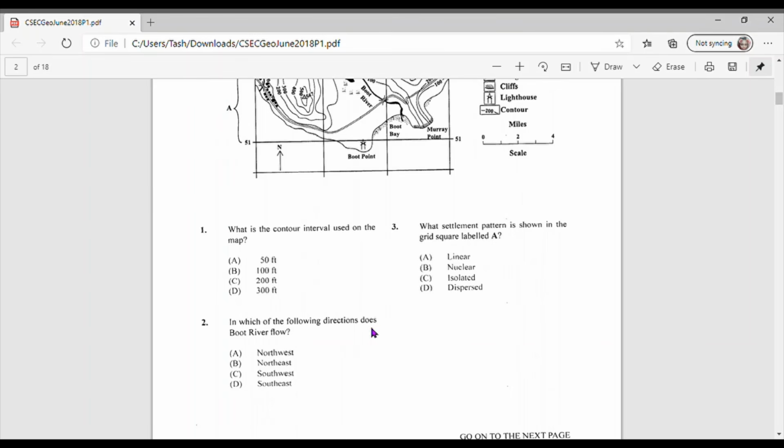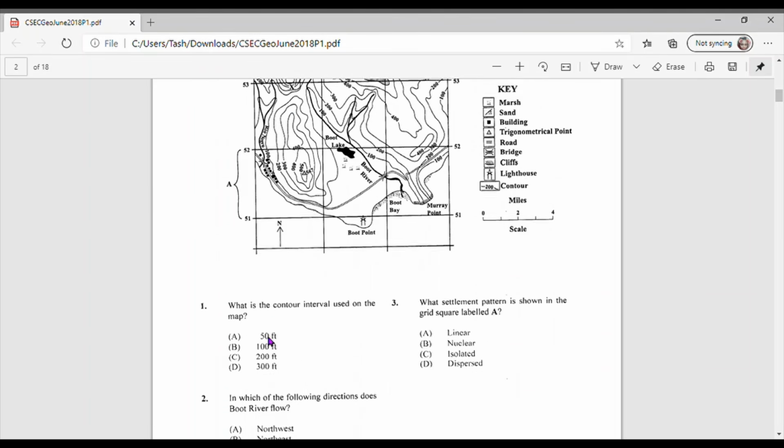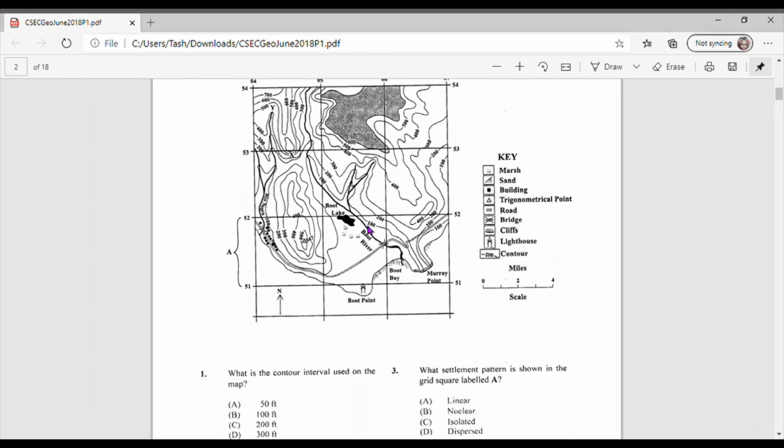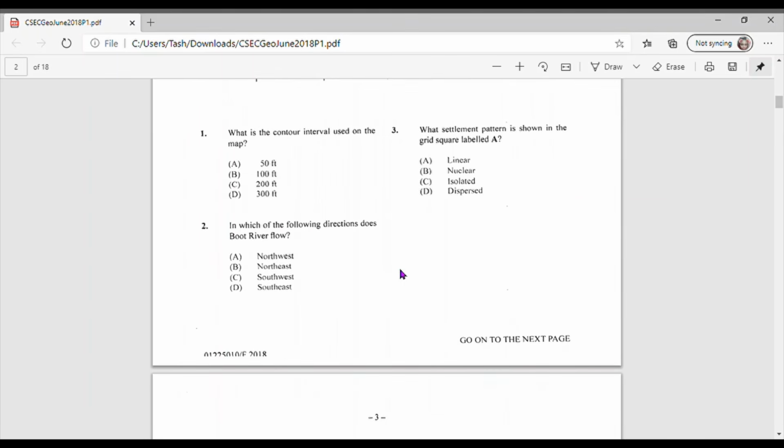Number 2. In which of the following directions does the Boot River flow? So let's find the Boot River. This is the Boot River here. We know that rivers flow from highland to lowland. So we can see the highland up here, and we know also that the river flows towards the sea. Here is the sea, so we have the river starting up here heading in this direction. So if we were to put our north-south line here, we would realize that the river is flowing in a southeasterly direction. So let's look for that in our answer. The answer is southeast, that is letter D.